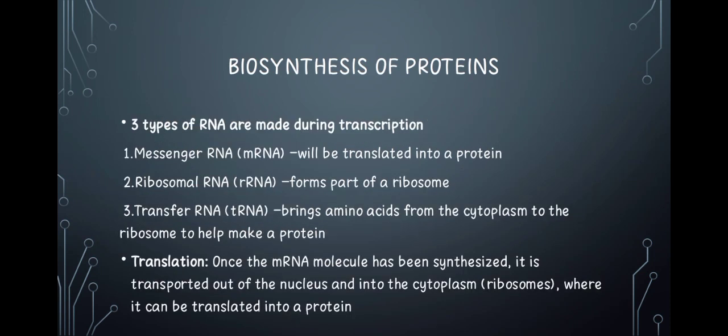Now, in the process of translation, there are 3 types of RNA that are being used. We have the messenger RNA, the ribosomal RNA, and the transfer RNA. Those are the 3. The ribosomal RNA is part of the ribosome. The messenger RNA is a single-stranded copy of the gene, or single-stranded copy of the DNA, and the transfer RNA is what binds to amino acids and brings them to the ribosomes to form the proteins.